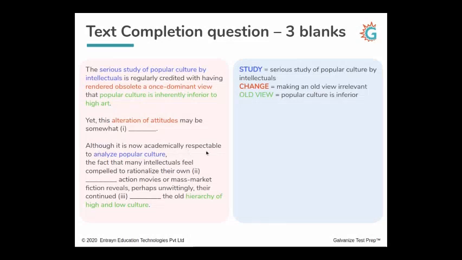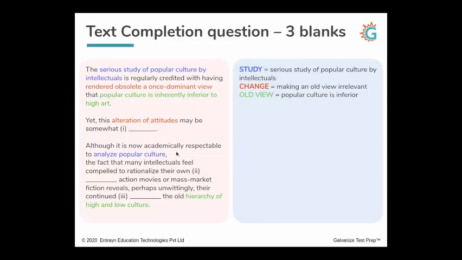Although it is academically respectable to analyze popular culture. So what is analyzing popular culture? Basically studying popular culture, which is serious study of popular culture. So you can just replace it with study. Now if you notice, I have given the same colors for phrases that refer to the same concept. Serious study of popular culture by intellectuals and analyzing popular culture refer to the same thing, study. Similarly rendering obsolete a once dominant view and alteration of attitudes is the same thing, change.